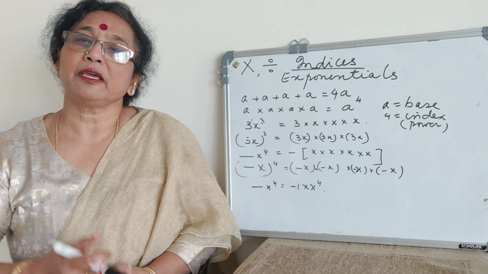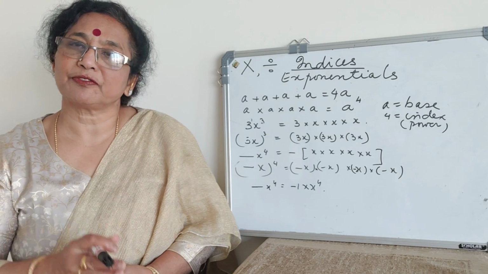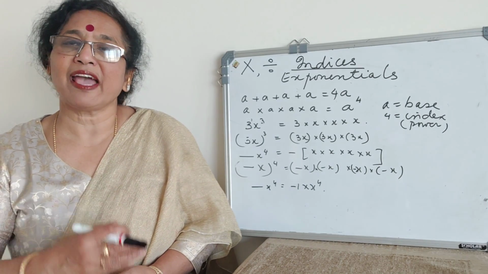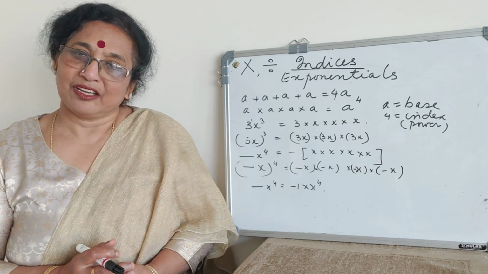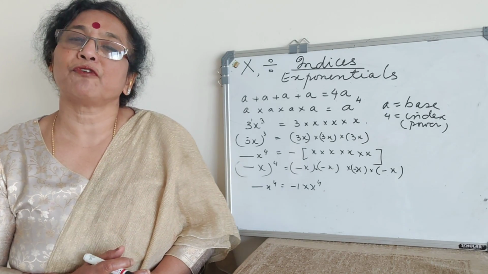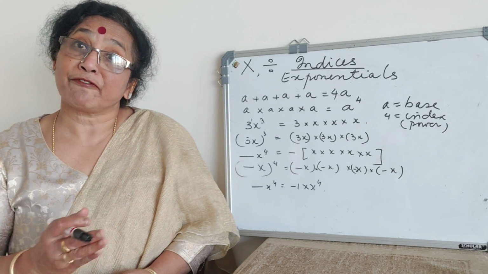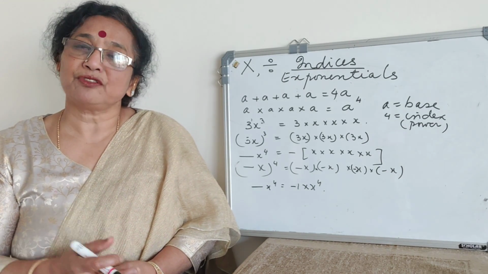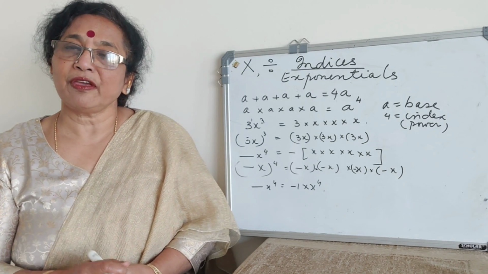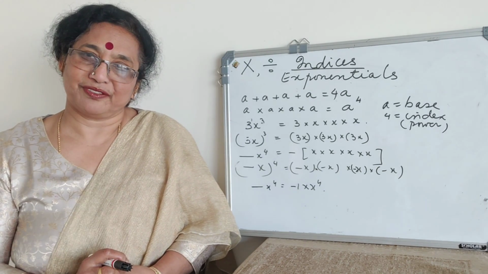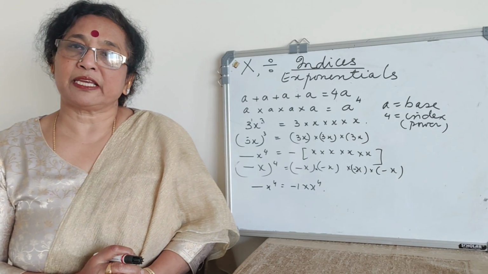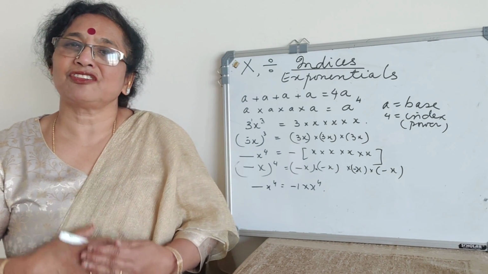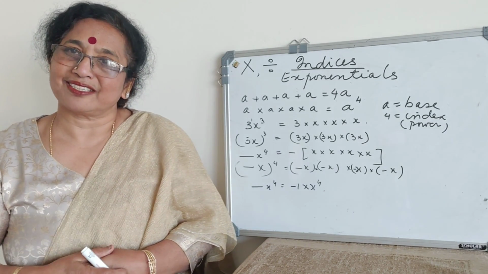4 5s are 20 means 4 plus 4 plus 4 plus 4 plus 4, 4 added 5 times is 20, or 5 added 4 times is 20. So 5 is being added to itself 4 times. Similarly, when you have 5 being multiplied with itself 4 times, 5 into 5 into 5 into 5, we write 5 to the power of 4, right? So repetitive multiplication or division comes under this chapter called indices or exponents, right?